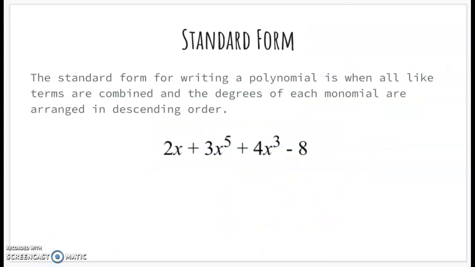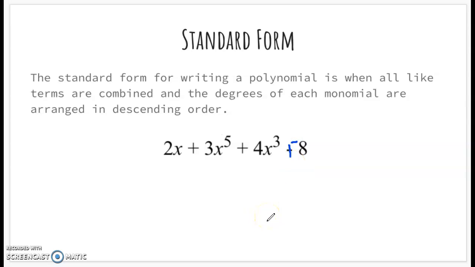So the last thing that we're going to talk about today is how to put your polynomial into standard form. Standard form for writing a polynomial is when all of your like terms are combined and the degrees of each monomial are arranged in descending order. What we have to use to rearrange our polynomial is the commutative property of addition. So I have to make sure that I have addition between all of my monomials. I see a red flag right here, I have this subtraction sign. So I'm going to turn that into adding a negative 8.